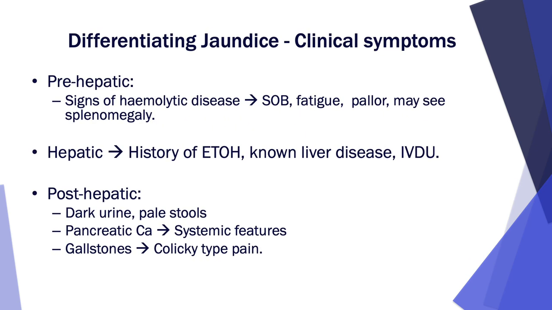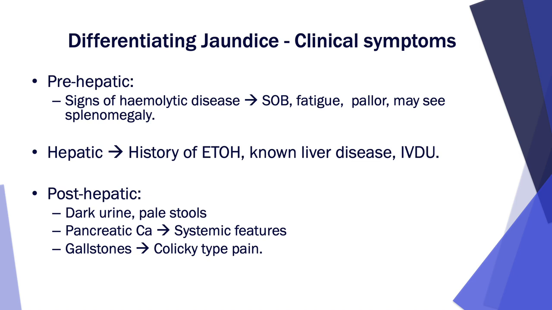First of all, we'll talk about the clinical symptoms and how this can help us differentiate between the different types of jaundice. With prehepatic causes, if we think it's because of a hemolytic disease, the patient may be short of breath, they may have fatigue, they may have pallor, and you may also feel splenomegaly on examination.